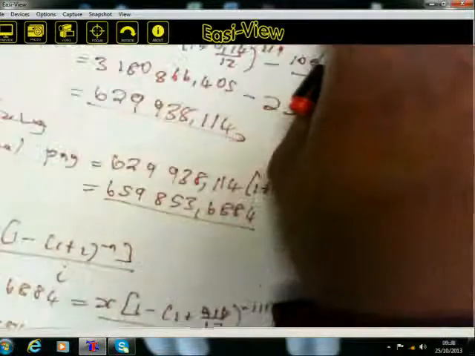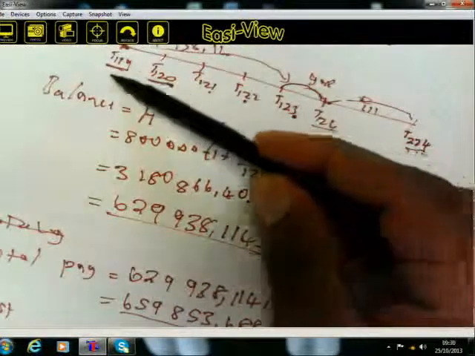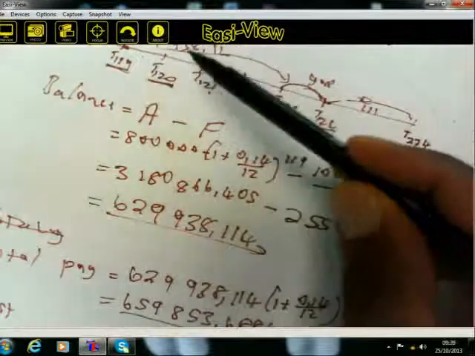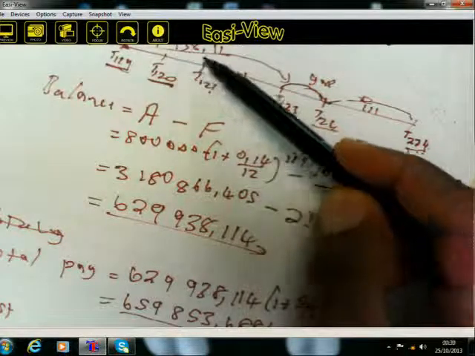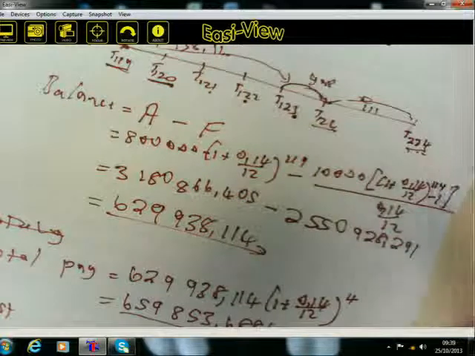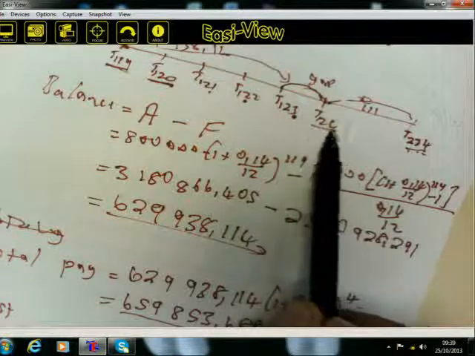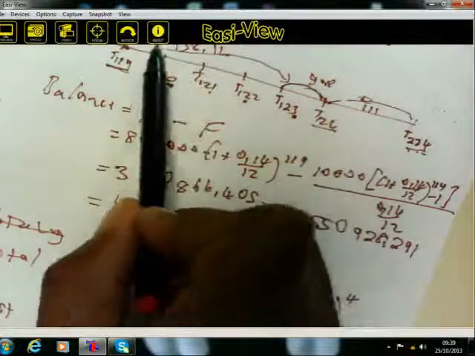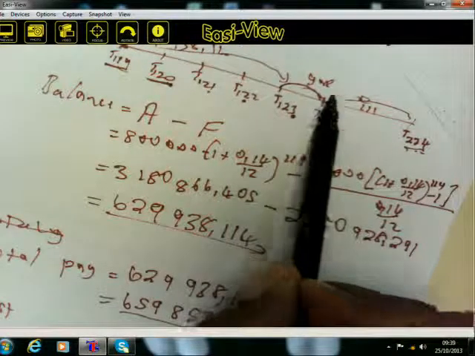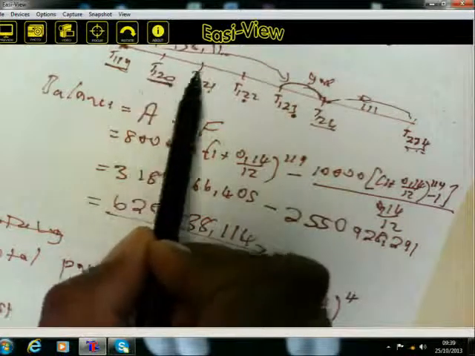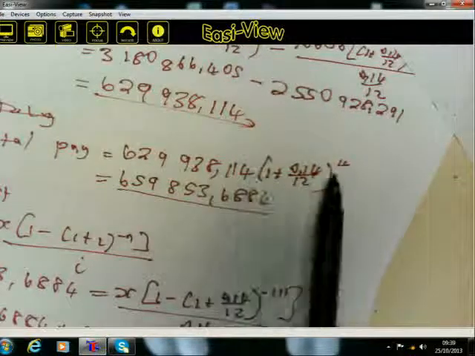Remember we started with the balance first. We wanted to check at T119, what is the balance at that time? You see that the balance was 629,938 rand 11 cents, and then we said okay, fine, because the first payment will be made at T124, it means we must create a loan to T123, so that we have only a gap of a month, so that we have 1, 2, 3, 4. So our n here under the total payable will be what?